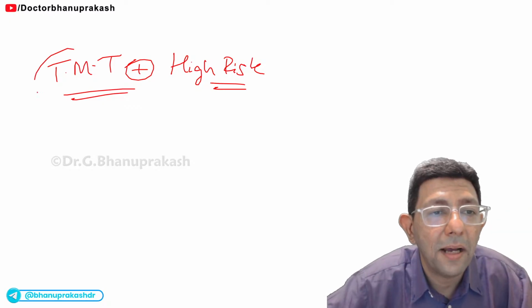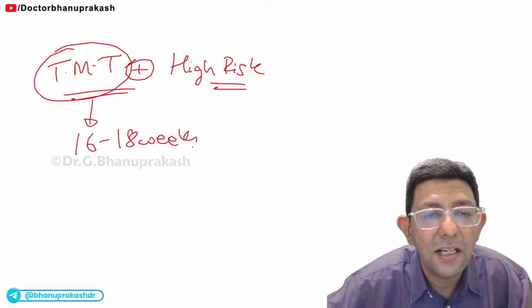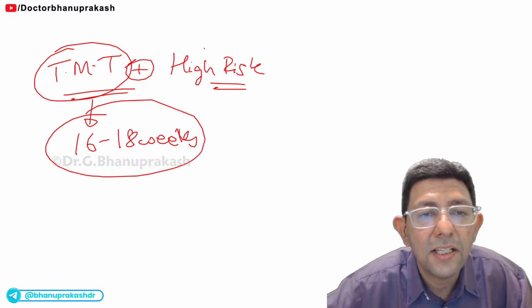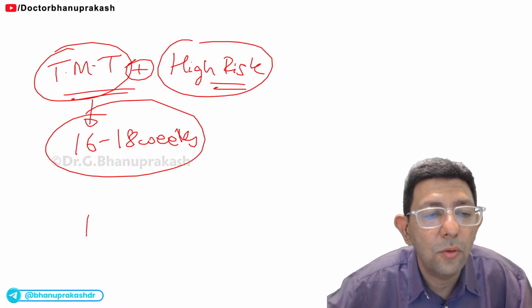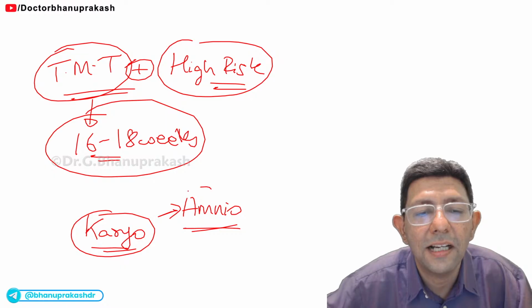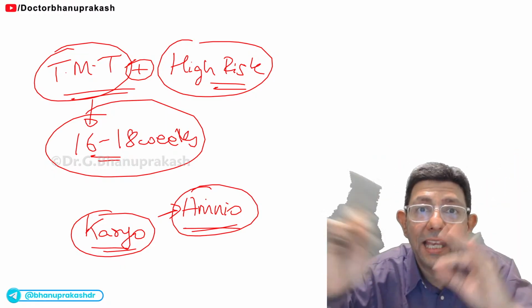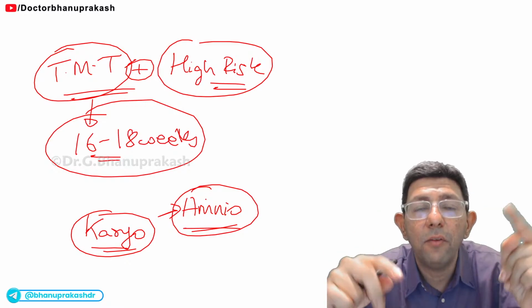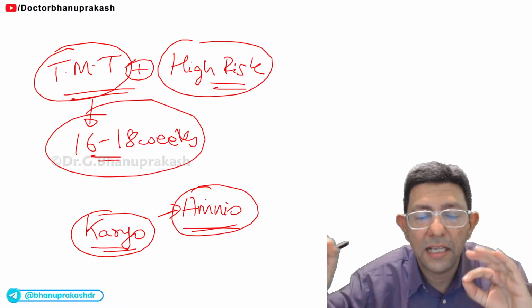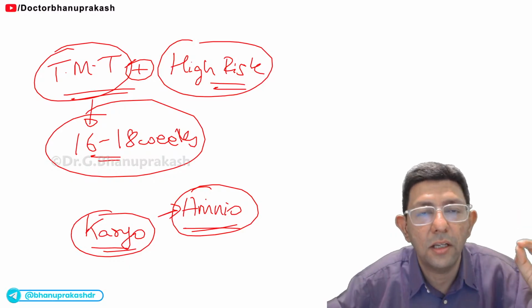Sir, you know the triple marker test is done at 16 to 18 weeks, isn't it? So if the triple marker test is high risk, then how do I do the confirmatory testing, karyotyping, at 16 to 18 weeks? Then the answer is going to be amniocentesis. Yes. So clap if you are learning the concept. One word is important: at 11 to 12 weeks I have to go for CVS as karyotyping, and at 16 to 18 weeks I have to do amniocentesis. Superb, all of you. I hope it is absolutely crystal clear to all of you.